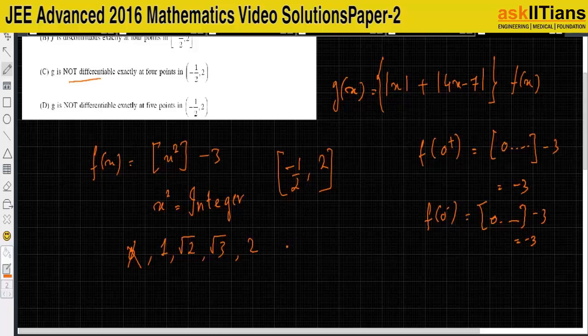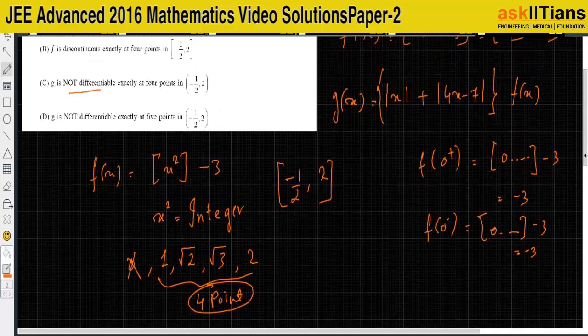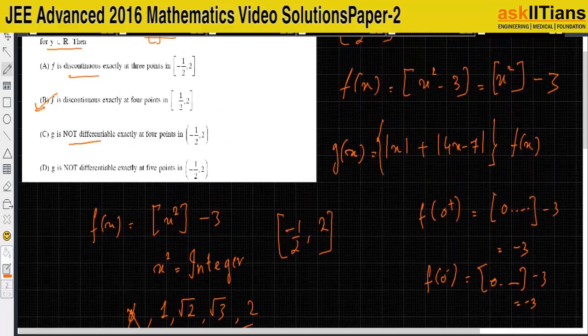1 will come, root 2 will come, root 3 will come, and 2, right? So there are 4 points where function f(x) is discontinuous. So how many points? 4 points. Option B is correct. This is wrong.